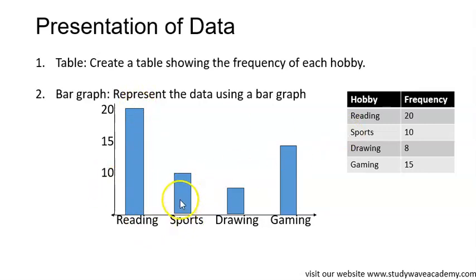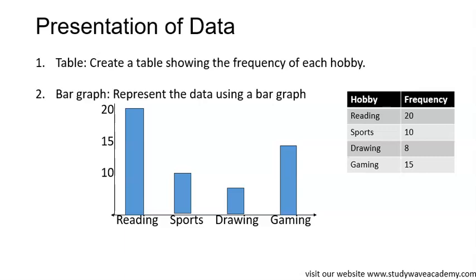Then the next is sport. Sport is 10. You draw your bar up to 10, okay? Then the next is drawing, you draw it up to 8. 8 is before 10, so it should be a little bit lower. Then the next is gaming. Gaming is 15, you draw your bar up to 15. So this is how you present your data which you have collected in the bar graph, okay? There are different ways you can represent your data. You have the line graphs, pie charts, pictorial charts, okay? You can use any of those methods to present your data. Do you understand?